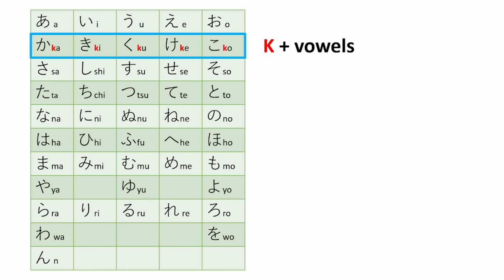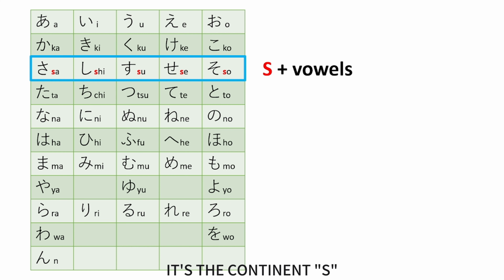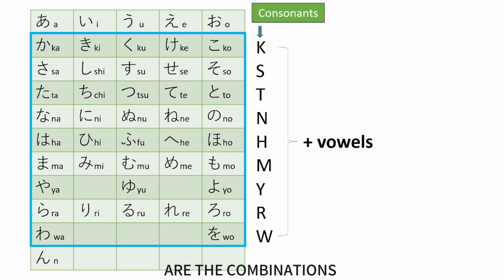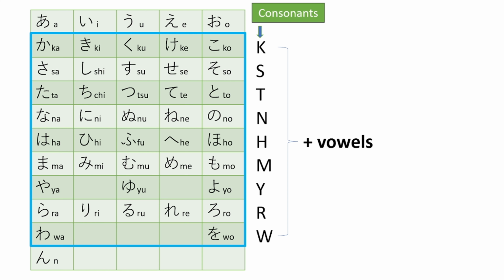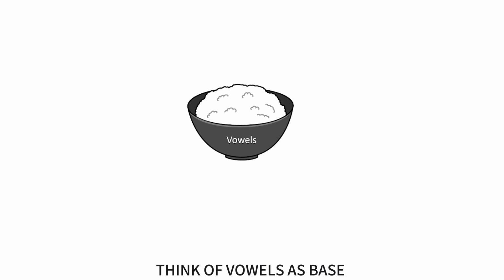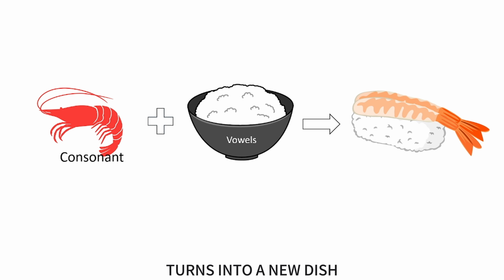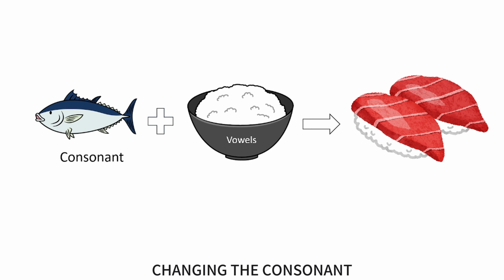Look at the second row. What is different between this row and the first row? Right. In the second row, each vowel follows the consonant K. How about the third row? Is the consonant S, followed by vowels. This pattern continues, and the remaining hiragana are the combinations of various consonants and vowels. Think of vowels as the base, like rice. Adding a consonant turns it into a new dish. Changing the consonant gives you more options.